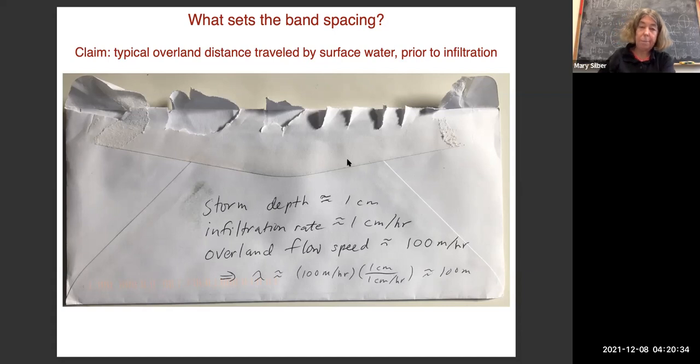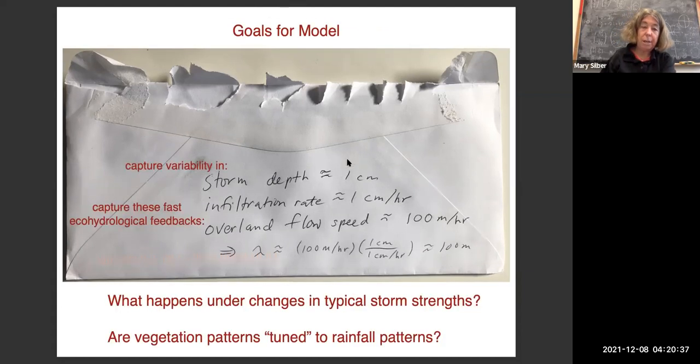Okay, so what are our goals here within this model? One goal is that I want to be able to capture the variability in storm depth. So I want some kind of model that I can do many realizations for simulations. And I want to be able to both capture these fast eco-hydrological feedbacks, but also be thinking about what's going on with the biomass over decades or even centuries. And so those are the goals, sort of the constraints on the modeling.